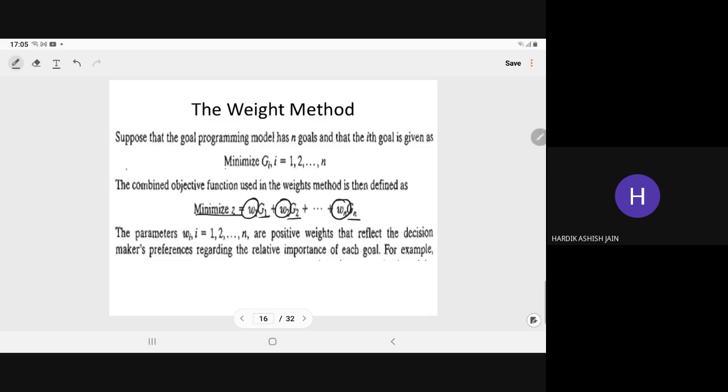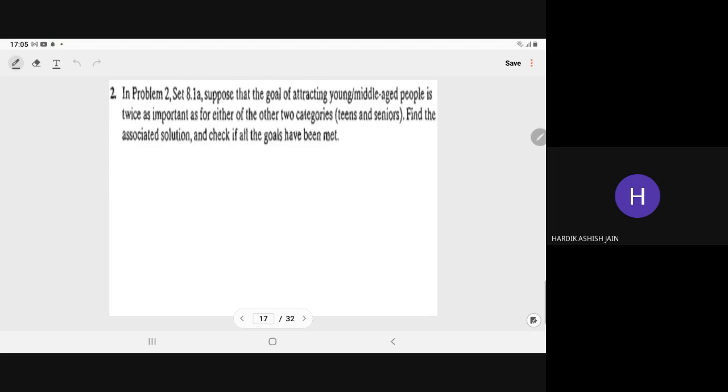The parameters Wi are the positive weights that reflect the decision maker's preference. If a particular goal has a higher weight, that is the more preferable goal that you want to achieve prior to the other ones. Now, regarding the relative importance of each goal, let us take this example.